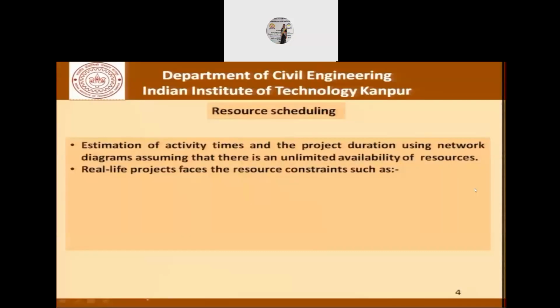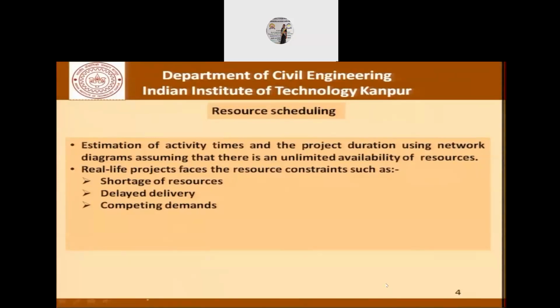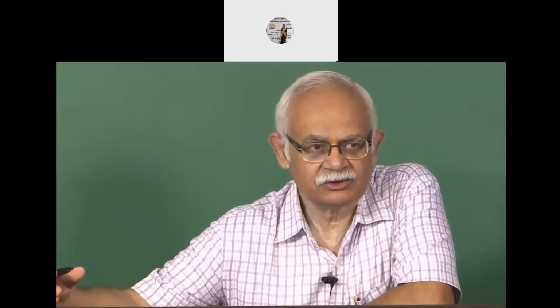But in real life projects, there are resource constraints such as shortage, delayed delivery, and competing demands. It may happen that you have a set of resources, but there are different activities in the project which demand the use of that resource. You may have only 10 laborers or 10 workers, and there may be 5 activities which demand workers to complete them. We have to decide as construction managers which activities would take precedence over the others, and so on. So there are various situations because of which we need to do resource allocation.